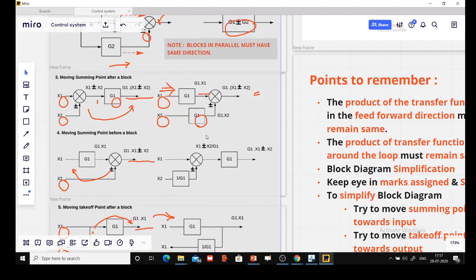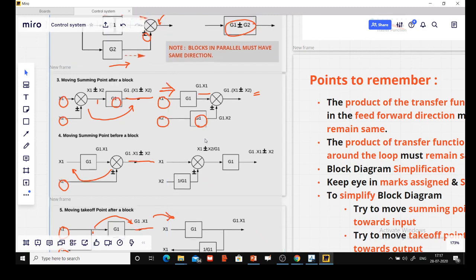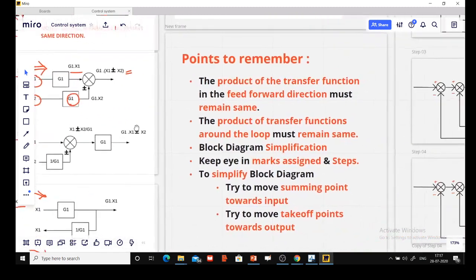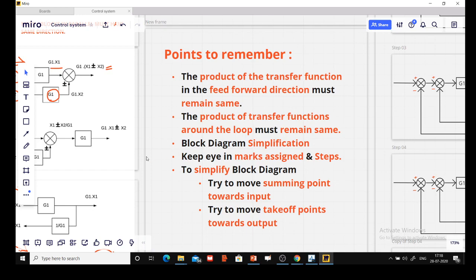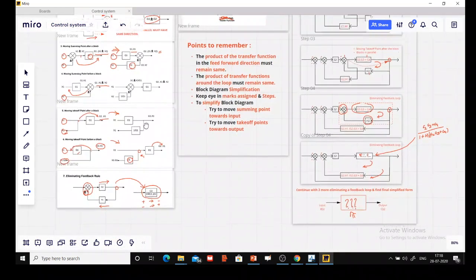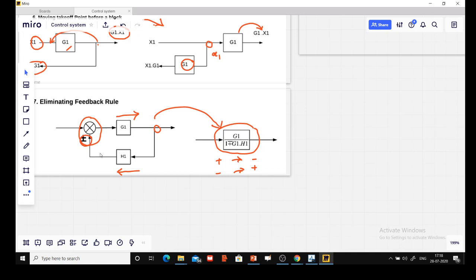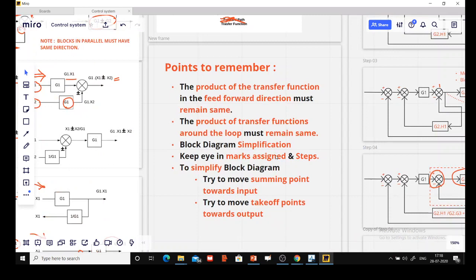The second is again very simple. The product of transfer functions around the loop must remain the same. This also we discussed in the feedback rule for eliminating a feedback loop: whatever product we are trying to get from eliminating the feedback loop should also remain the same.